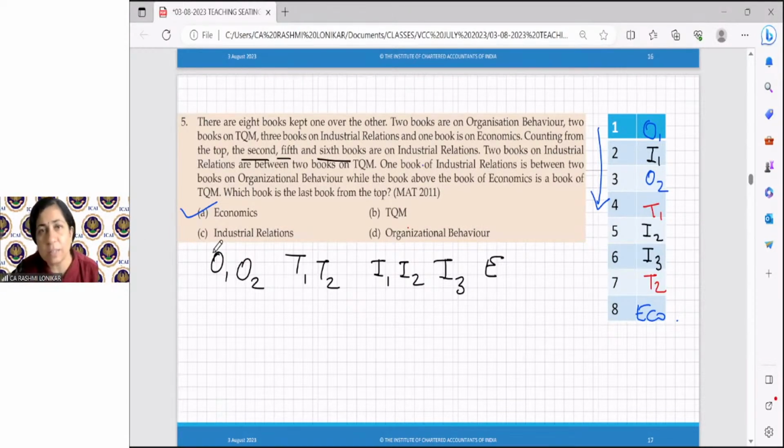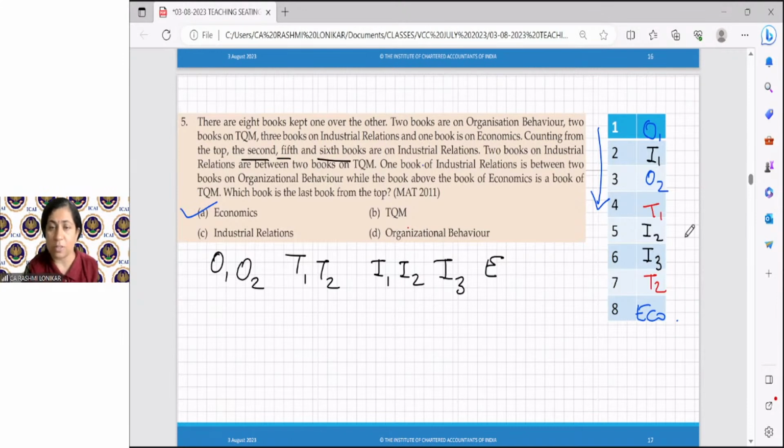How many books are there? There are 8 books: 2 books of organizational behavior, 2 books of TQM, 3 books of industrial revolution, and 1 book of economics. They have to be arranged one over the other. So what is the information given? First information was very important. The second, fifth, and sixth place is occupied by the industrial revolution book. So we have put I1, I2, I3 there.